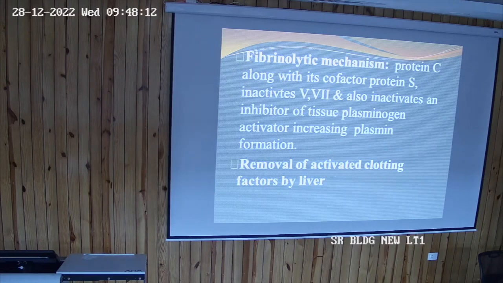Fibrinolytic mechanism: protein C along with its cofactor protein S inactivates factors 5 and 8. जब तक कि clotting mechanism के factors को inactivate नहीं किया जाएगा, ये mechanism help नहीं करेगा और इनको कौन inactivate कर रहा है? Protein C and protein S. Okay, inactivating these factors, and tissue plasminogen activator increases plasmin formation.